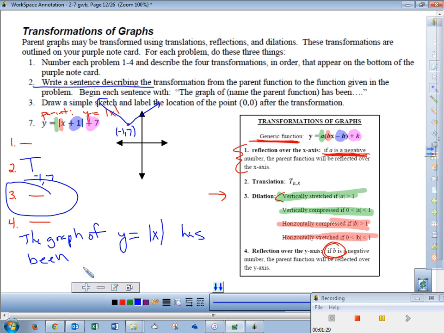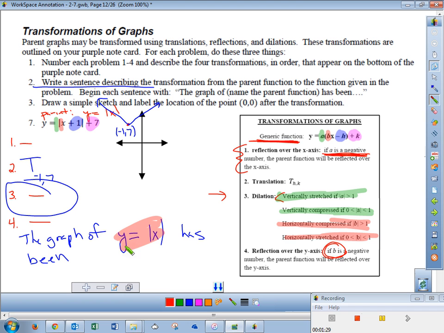And then that's how every sentence will start. Note, this will change based on who your parent function is. Right? The graph of whoever we've had to start with has been. Then we put this stuff in there. Was he reflected over the x-axis? Yes or no? No. So we don't mention anything about this.